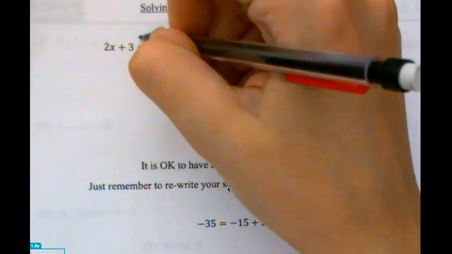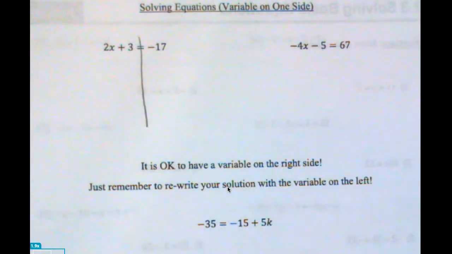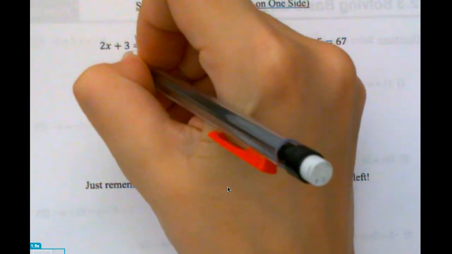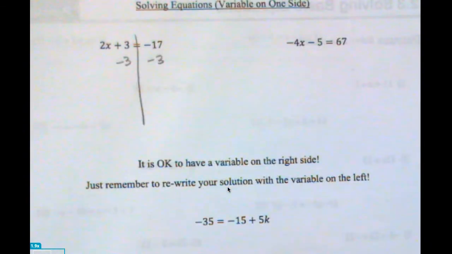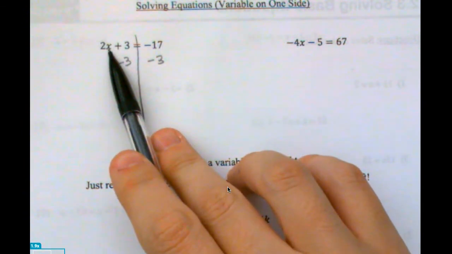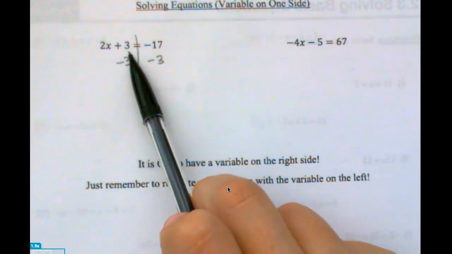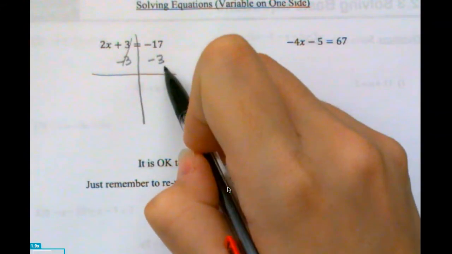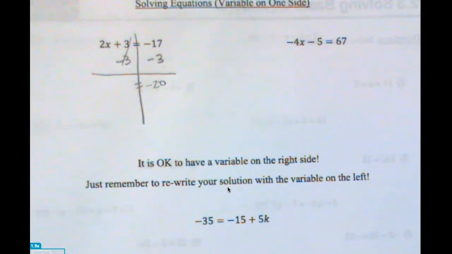So like the first one, you draw your line down the middle, and then you're going to subtract the 3 on both sides first. You always want to try and isolate the variable here, and so you want to do that by getting rid of the whole numbers first. So the 3's go away. Negative 17 minus 3 is negative 20. You're going to want to use your calculators because you're going to make sign errors. Sign errors are the biggest problem in this unit, if you're just not careful.